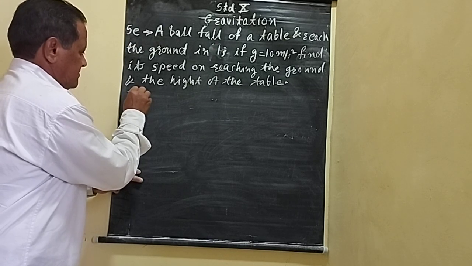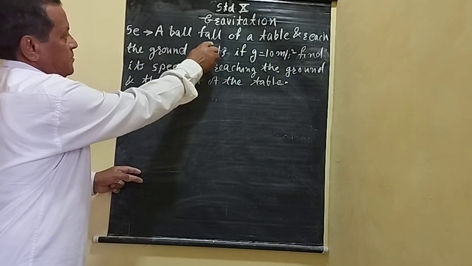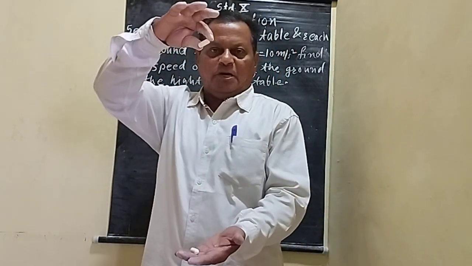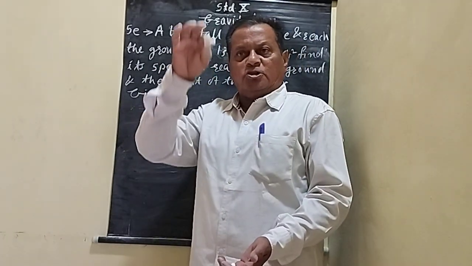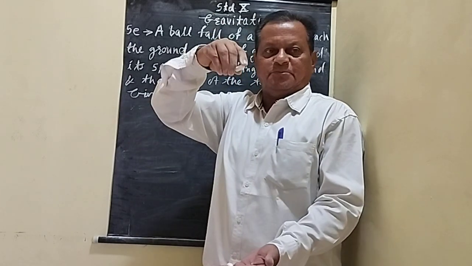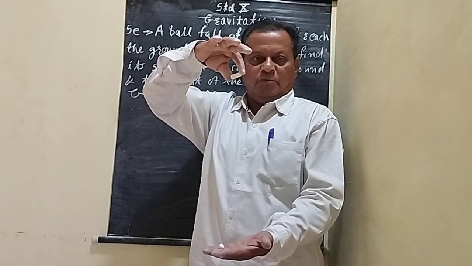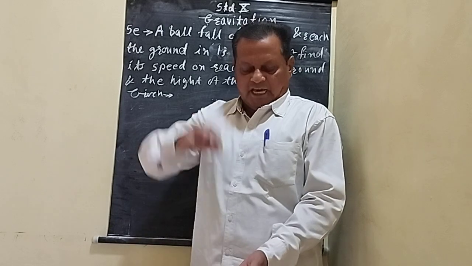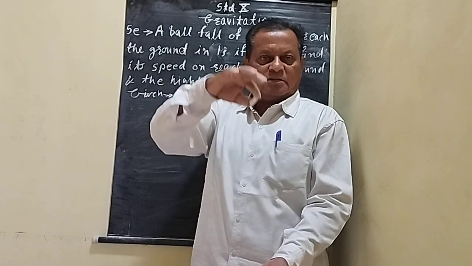First, given data. What is given? A ball falls off a table. A ball or chalk or anything which falls from the table or anything in space that falls like this. Suppose this is a table, and the ball will fall like this and reach the ground. As the ball reaches the ground, its velocity or speed increases while going toward the ground.